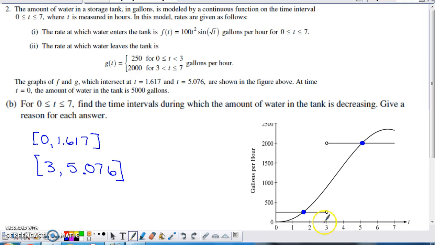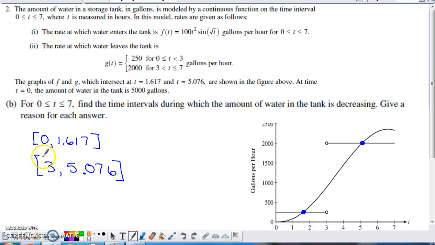We also have another interval where the function g of t is above the function f of t. And that happens on the interval from 3 the rest of the way to this intersection right here. And that would be 3 to 5.076. Now it's really kind of sneaky here. As you see, I've included the endpoint of 3, and the rate at which water is leaving the tank isn't even defined at 3.